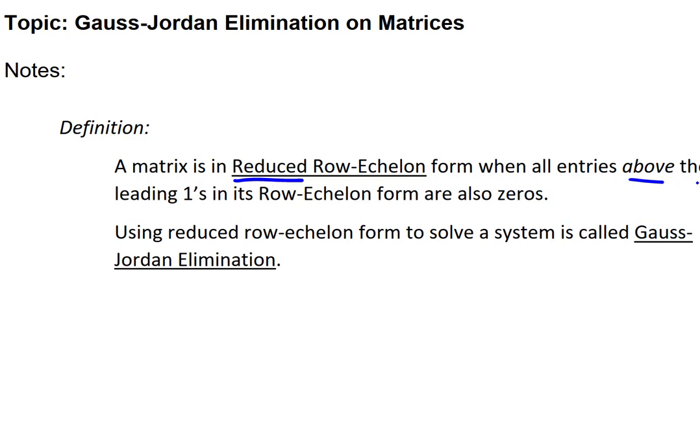So you'll notice the familiar phrase row echelon form. We've been working with that lately. This is now going to be what's called a reduced row echelon form. And as you can see in this definition, it's directly related to the row echelon form. Now, using reduced row echelon form to solve a system is called Gauss-Jordan or Gauss-Jordan elimination.